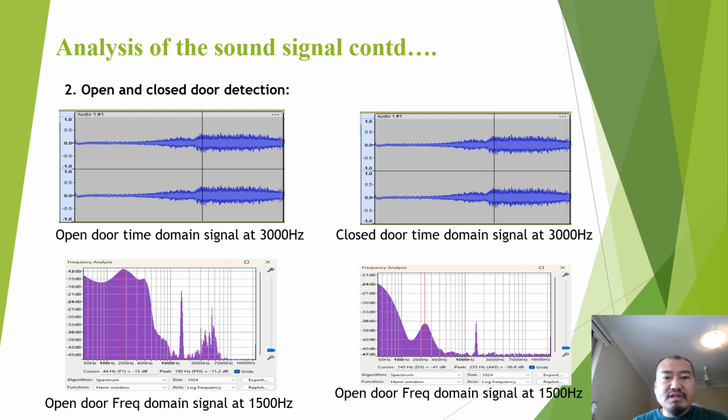The open and closed door detection basically is done by opening and closing of the door, and in the signal shown over here, we can see that the amplitude is reduced for the closed door, and the area which is energy is reduced for the closed door in frequency domain. And for the purpose of comparison here, we have used 3000 hertz and 1500 hertz.